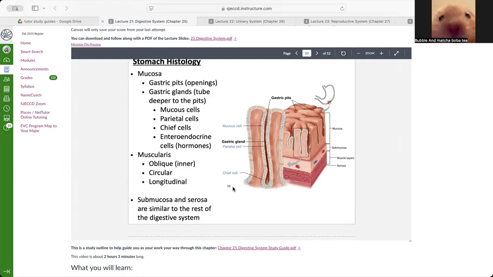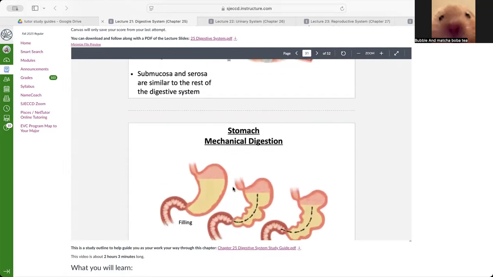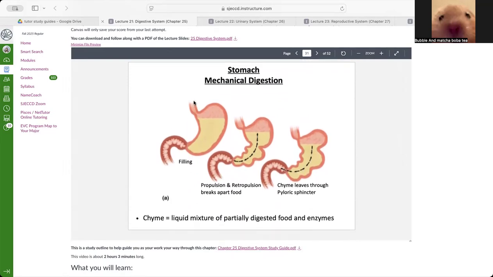Okay. And then we have three layers of smooth muscle. We have oblique, which is the inner, circular, and longitudinal, and it allows the stomach to churn and break food. And submucosa is the same thing with the serous layer. Okay, so submucosa and serosa are similar to the rest of the digestive system.